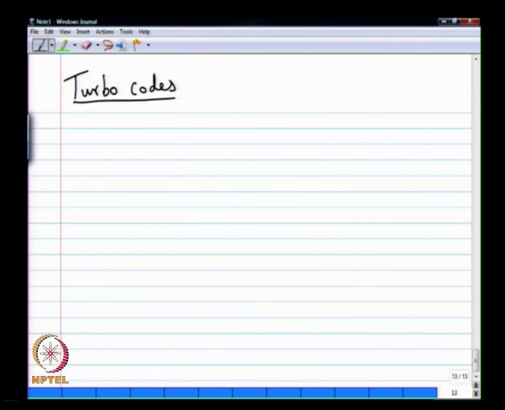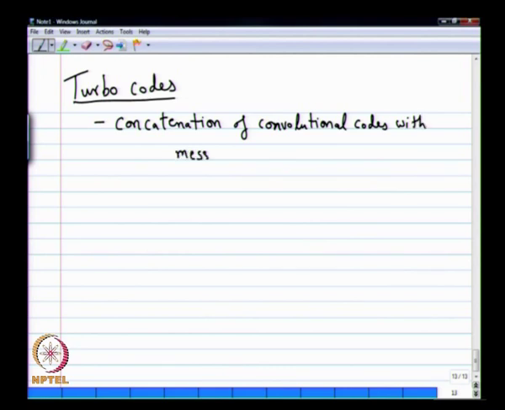Okay, so the main idea here is concatenation. That's the first main idea of convolutional codes, with message interleaving. Okay, so these two words are keywords here. So you do concatenation, and then you interleave messages.